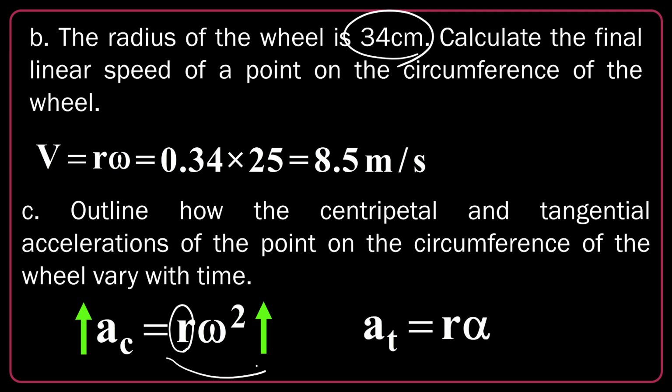But about the tangential acceleration, no, it won't change. Radius is 0.34, okay? And alpha is 6.3. We found it in the previous slide. So it's constant. No, it won't change. So centripetal acceleration will increase, but tangential acceleration, as angular acceleration is considered to be a constant value, won't change.